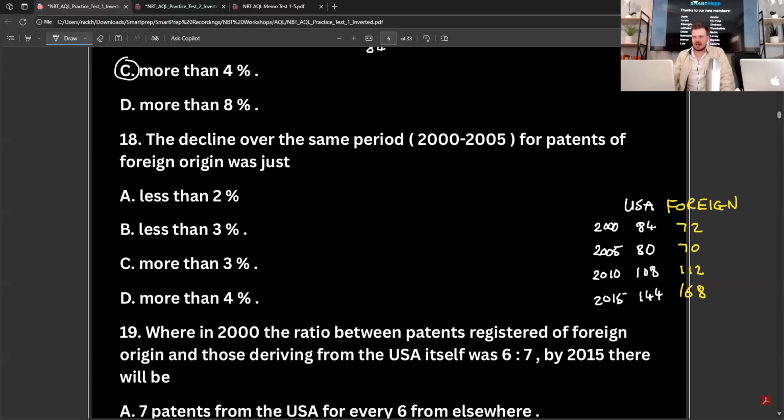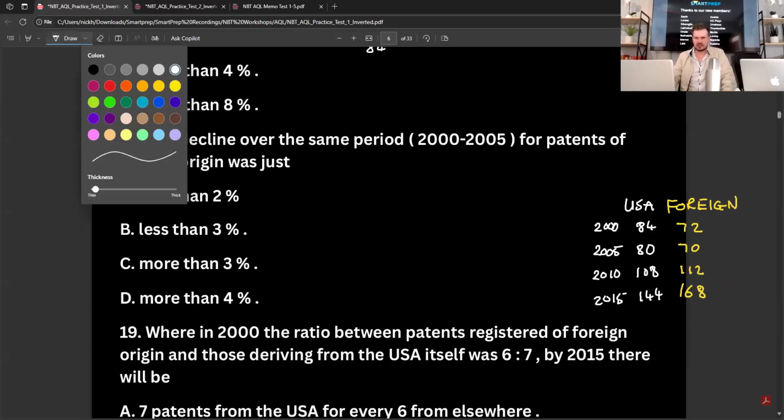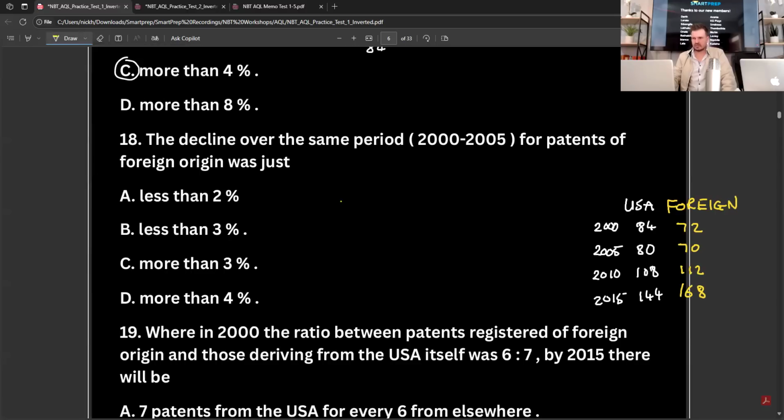Okay, now they say the decline over the same period for patents of foreign origin was less. So now we want to look at the decline for foreign. Okay, so let's do that in yellow. So foreign goes from 72 to 70, right? So that's a decline of 2. So if we look at that as original, 2 over 72. So as a percentage, by the way, we would just times by 100. We should already know that. But I'm just looking at it as a fraction.